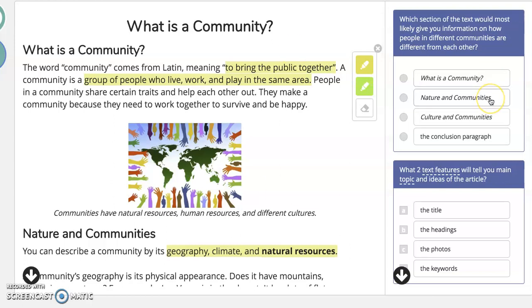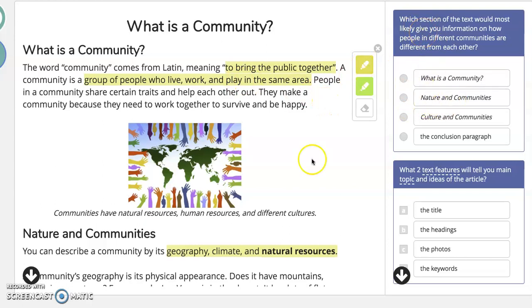So now let's get to our questions. We need to use the text and the information from there to help us answer these questions. That's our learning target for the day. Which section of the text would most likely give you information on how people in different communities are different from each other? Which one? What is a community? Well, that's the introduction. Is that telling us how people in different communities are different from each other?